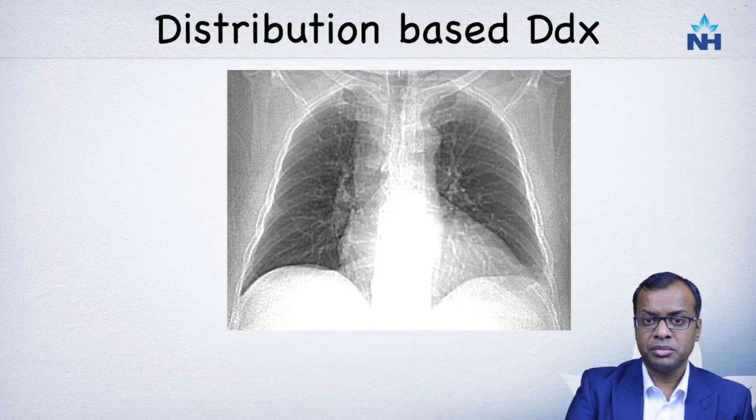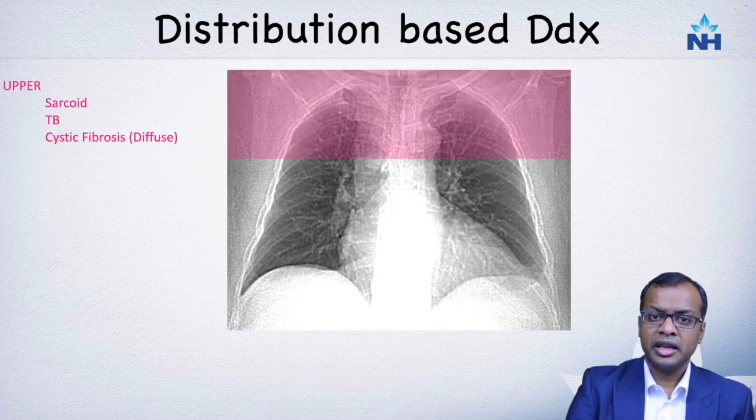Let's look at the distribution-based differential diagnosis. Now, if we see this as a lung of a normal patient, there are specific pathologies which cause bronchiectasis in the upper zones, especially TB and sarcoid, which we are all very commonly associated with and treat in our day-to-day practice. The other common thing that you may find in the upper lobes is cystic fibrosis. It can also be diffuse in nature, but classically it starts in the upper lobe.